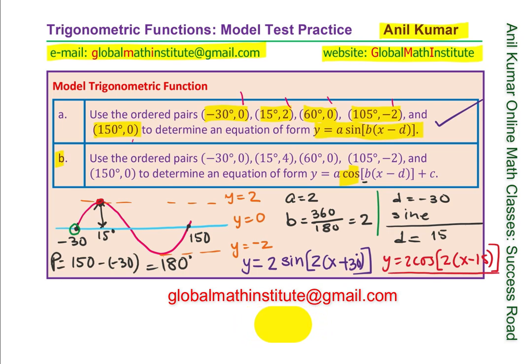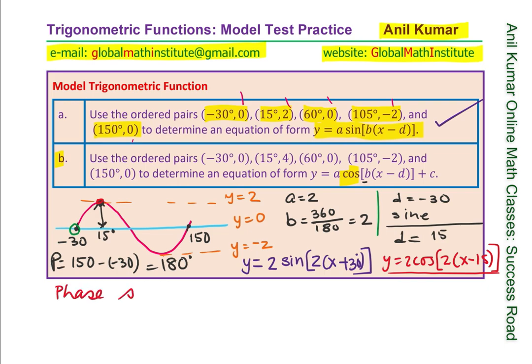So for the same data set of points, we've written both the equations, sine and cosine. The only difference is the phase shift. You get the idea, right? So phase shift is critical. That differentiates the two. Otherwise, amplitude, period, and the axis are exactly the same. Perfect. So I hope you have understood the concept.